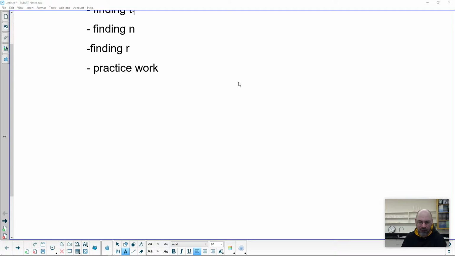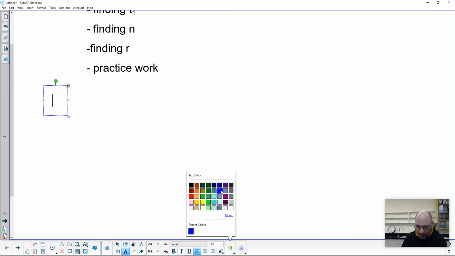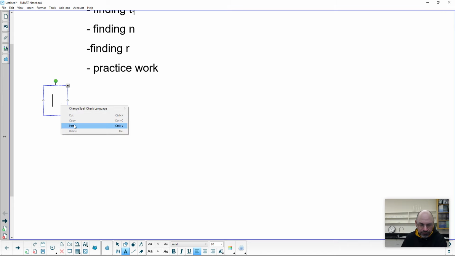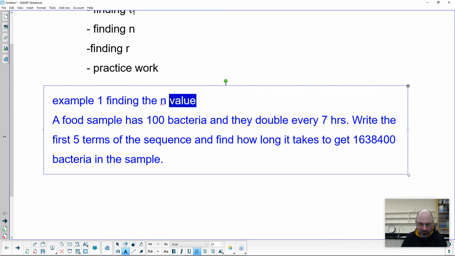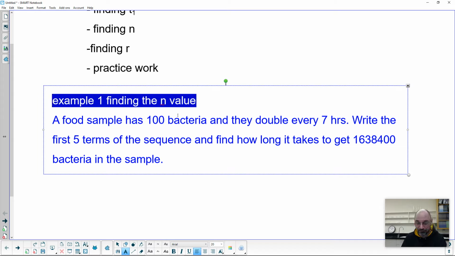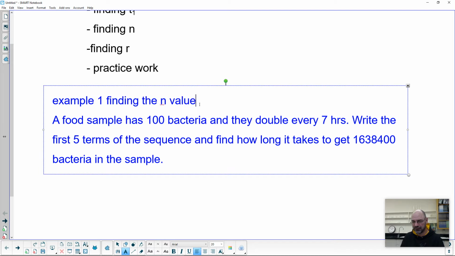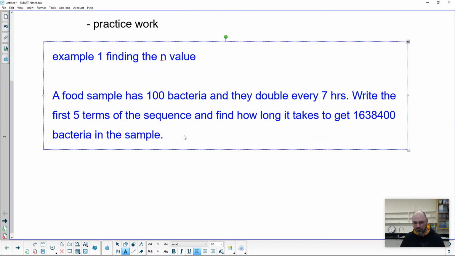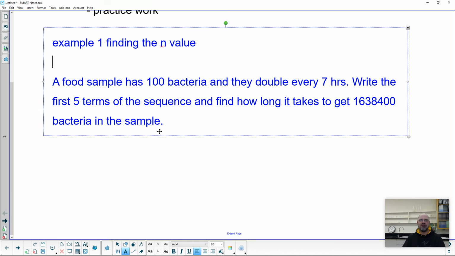Okay, so let me paste it in here for you. Let's try blue. Okay, so the question that we're going to be dealing with here is an example finding an N value in a geometric sequence. So maybe I'll put an extra space in here. Okay, so finding the N value, and this is, of course, if you're not sure, we're in geometric.